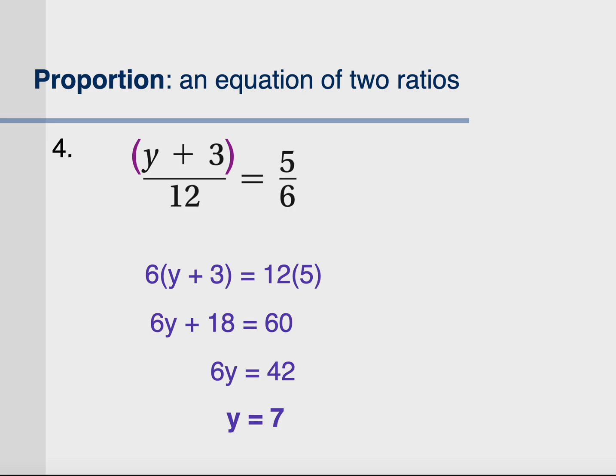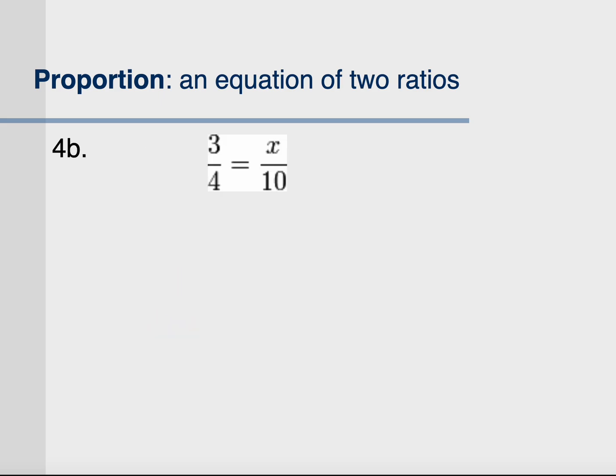Now, some of the proportions you solve don't have a plus or minus sign involved, so they're more straightforward. Go ahead and solve 4b using cross multiplication. If you did 4 times x equals 3 times 10, you should get x equals 7.5.